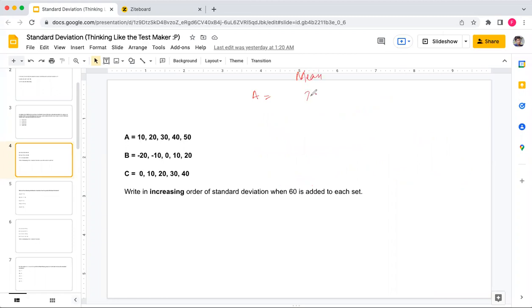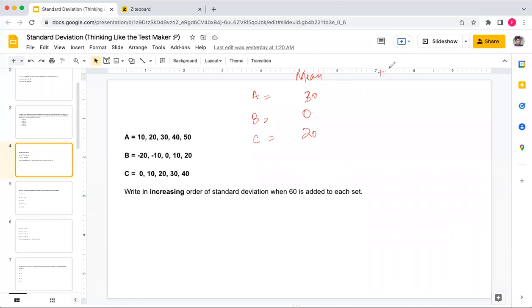That is 30. What is the arithmetic mean of the second set? That is 0. And for the third set, that is 20. Now I told you one thing: if you add any value that is at a greater distance from the mean, the standard deviation will be greater.